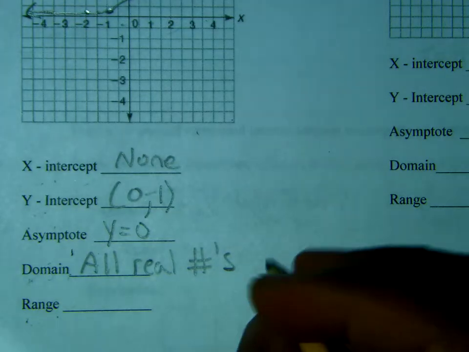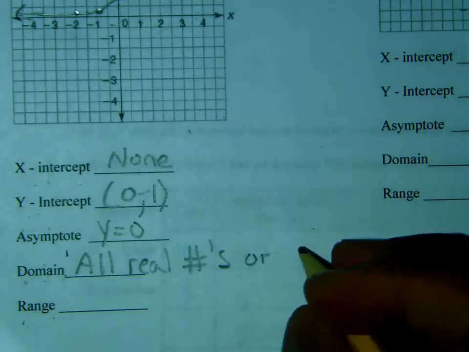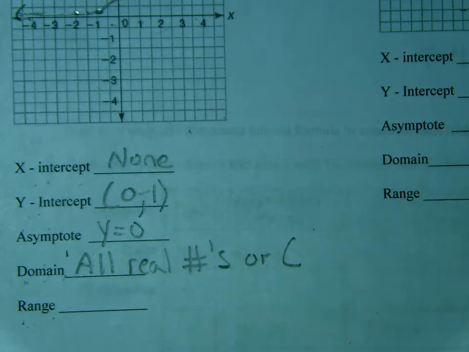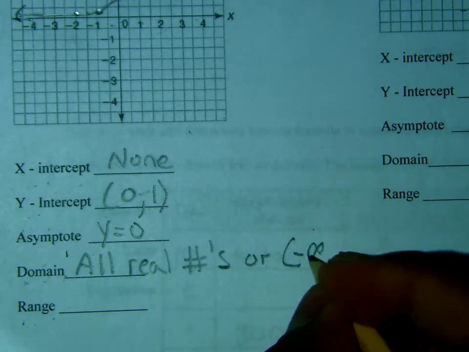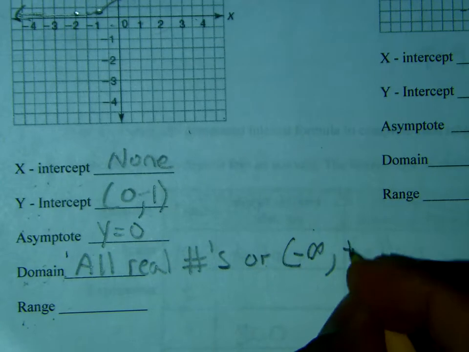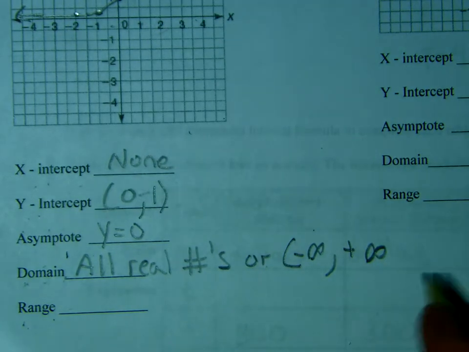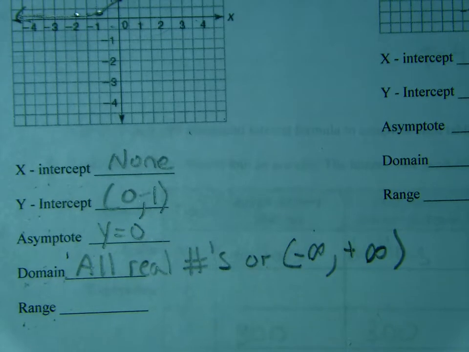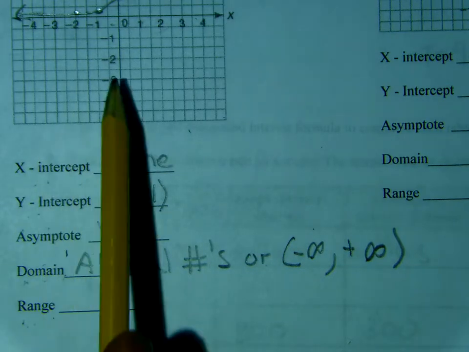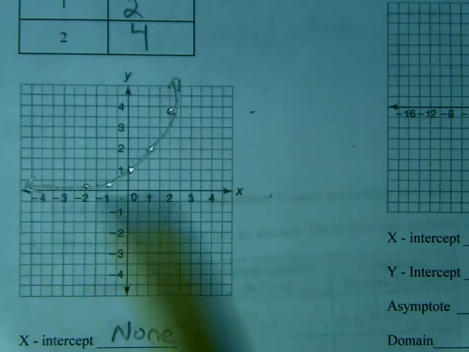And another way you could put it is in something called parentheses notation, where you're representing the lowest x value and the highest x value from left to right. So the lowest x value is negative infinity, and the highest x value is positive infinity. All right, now that's all the x values going from left to right.